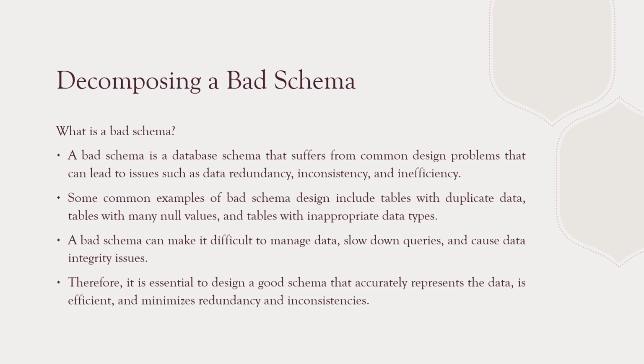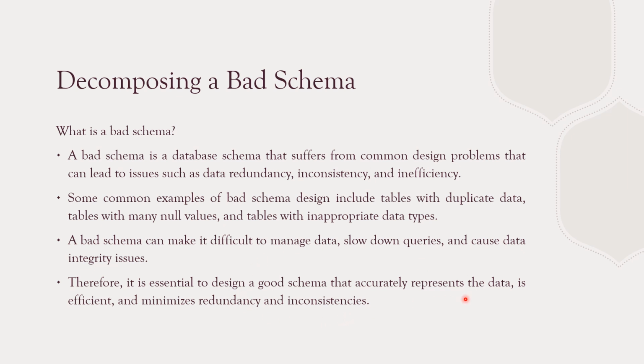Now here we will first see some common examples of what a bad schema is, including a table with duplicate data or a table with many null values, and redundancy, the storing of the same data multiple times, and problems when you try to insert, update, or delete data, and not following the proper normalization principles, which we'll be seeing in the upcoming sessions. These are the things which come to our knowledge when it is a bad schema.